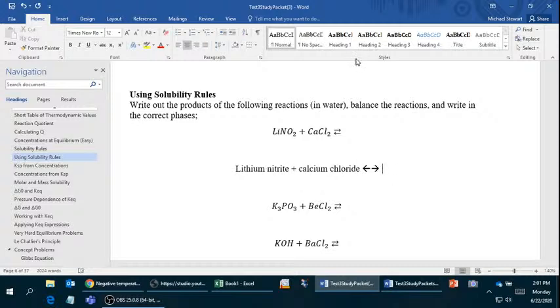Now, for any double substitution reaction, you can either look at it as the cations switching places or as the anions switching places. I recommend just doing the cations. So we end up with calcium nitrite and lithium chloride.